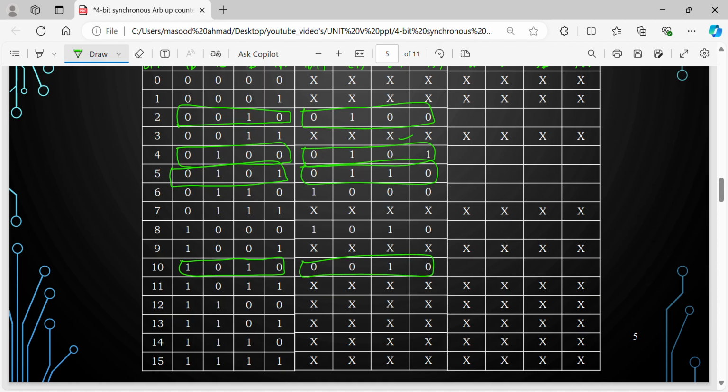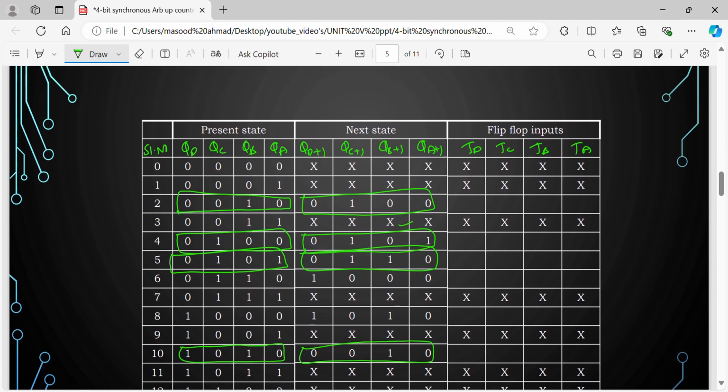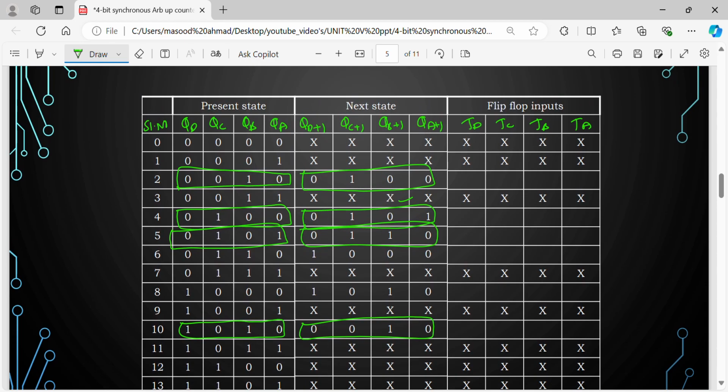Wherever the next state is don't care, the T input is also don't care, because the next state you want to go to is undefined or doesn't matter, and obviously the input also doesn't matter.